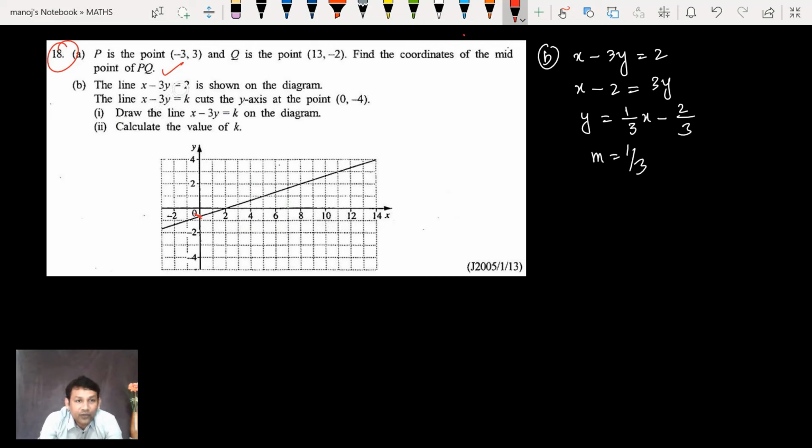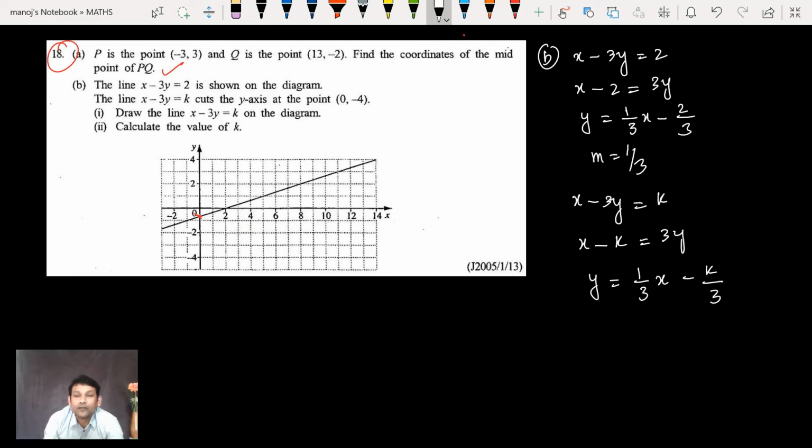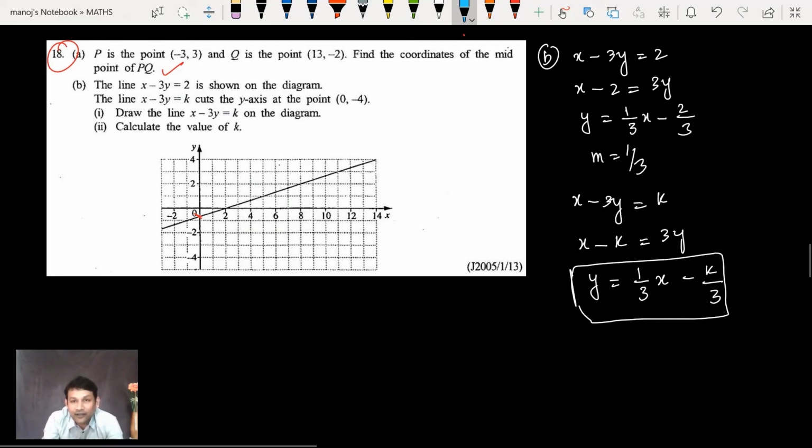This line and this line, you can observe one thing: the gradient is the same. If you want to prove it, x minus 3y is equal to k, and if I make y the subject, y is equal to 1 upon 3 x minus k upon 3. This is the way we can find the value of k, by putting the values of x and y. But before that, what is my actual target? The gradient of these two equations is the same: 1 upon 3 and 1 upon 3.